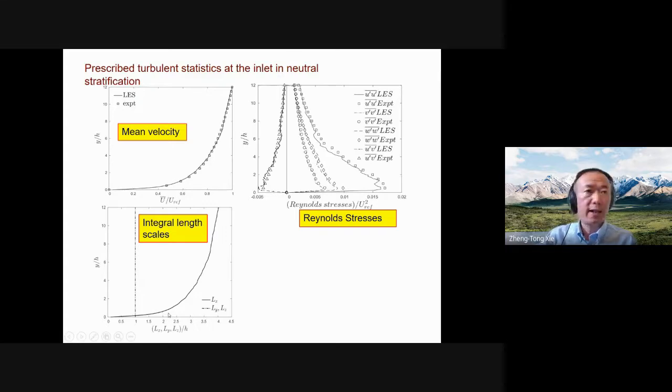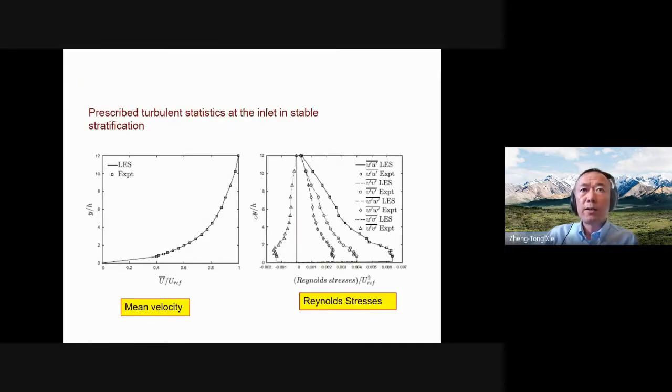If you don't have measurements, you can, based on previous people's suggestions for urban flow, take this length scale to be roughly the same order as the building size. Like here it is H, roughly, in the vertical and the span-wise direction. But in the X direction, the stream-wise direction, it is roughly from very small near the wall to 4H.